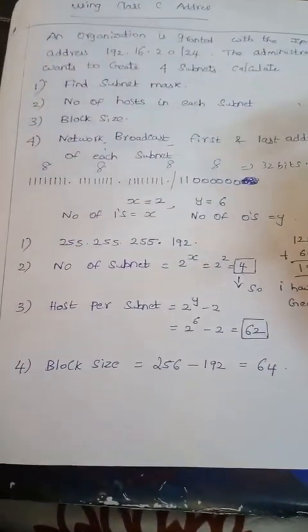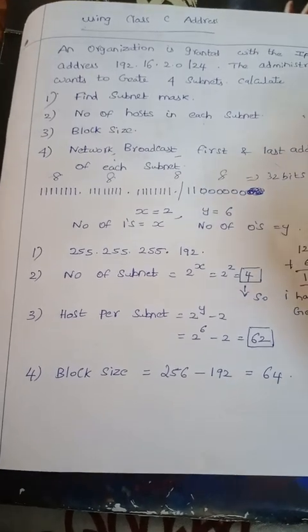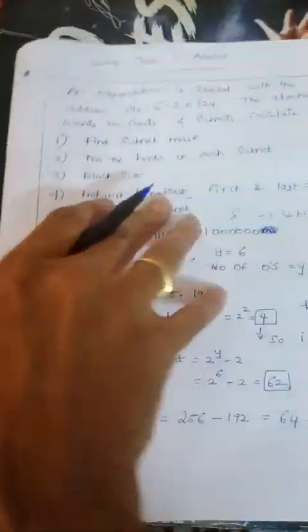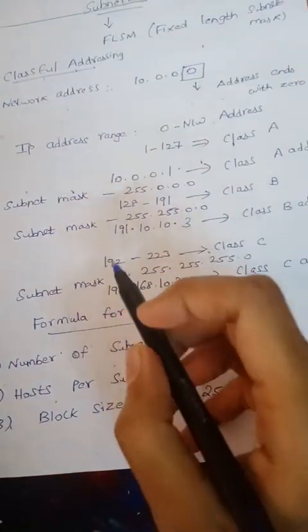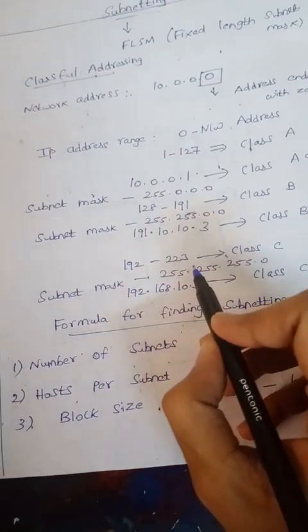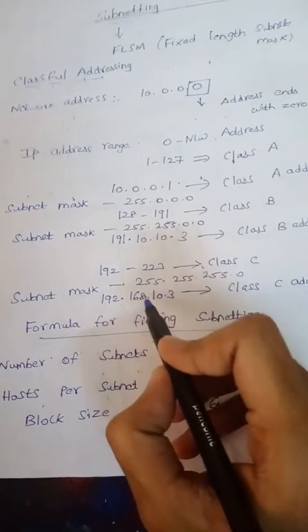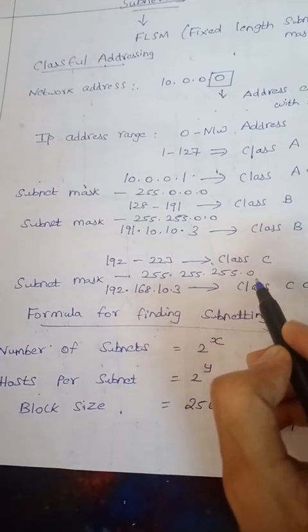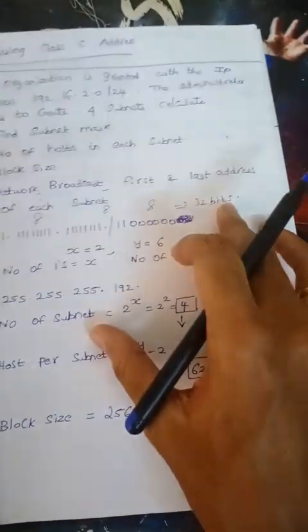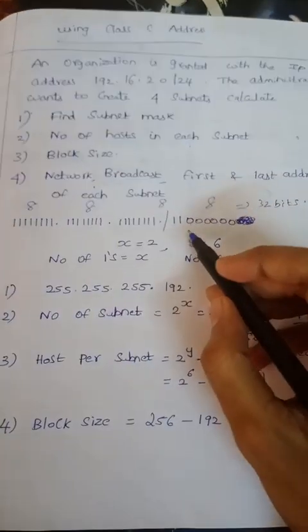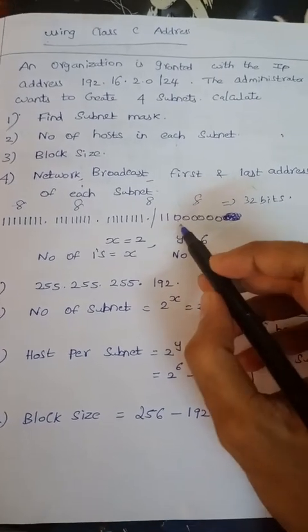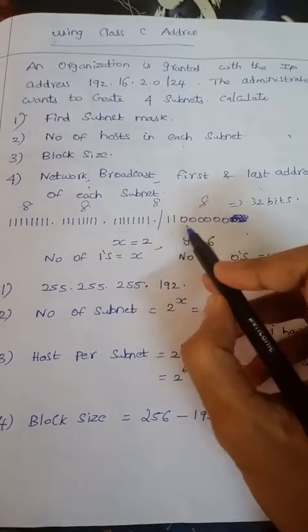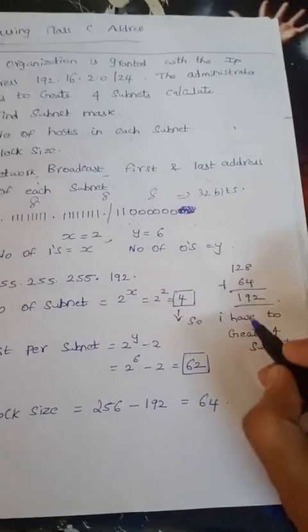Now go back to the formula. Now I have to find the subnet mask. What is the subnet mask for class C? I already mentioned that 192 to 223 will be the range, so its subnet mask is 255.255.255.0. But here I borrowed 2 bits. The bits start at 128 and go down to 1, so 128 plus 64 will be 192.